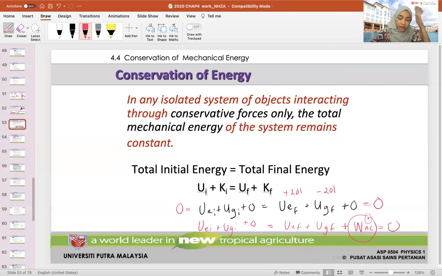Okay. So when we don't have non-conservative forces, it becomes easy. We know that, oh, this guy gains, this guy loses, or this guy loses, this guy gains, and the value would be equal. However, when we have non-conservative force, dia jadi complicated sikit, and kita punya value punya increase and decrease tu jadi berbeza. Okay, so we are going to look at that.